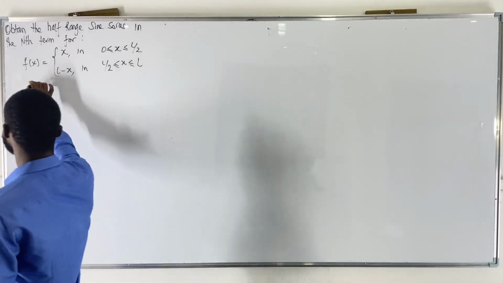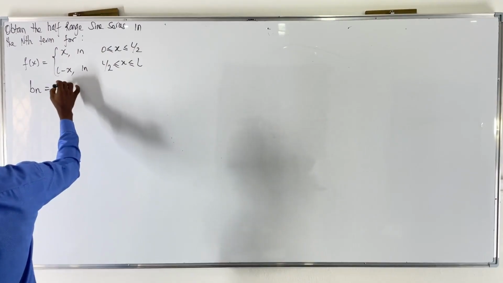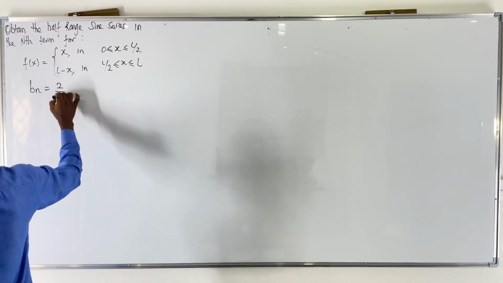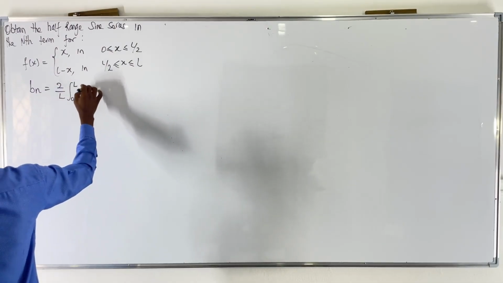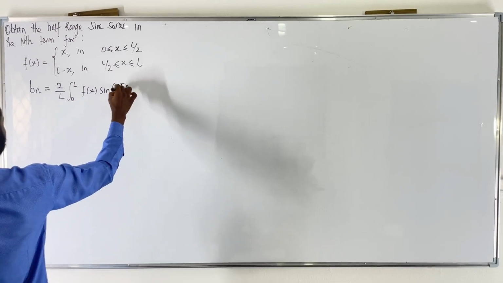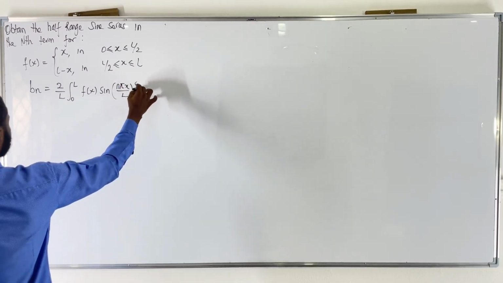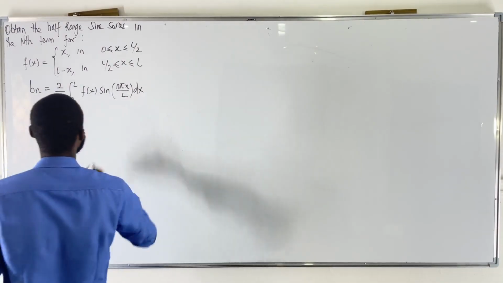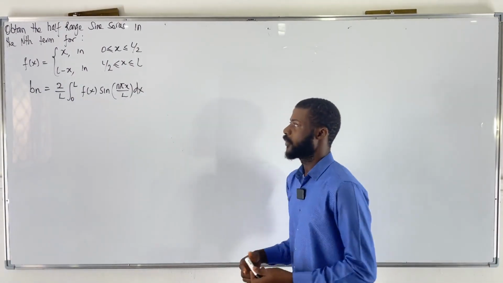Now, b sub n, the formula for that is 2 over L, since we're dealing with an odd function, 2 over L, integral from 0 to L, f of x sine n pi x over L dx. Oh no, that should not be a partial derivative, dx. Okay, so this is what we have.